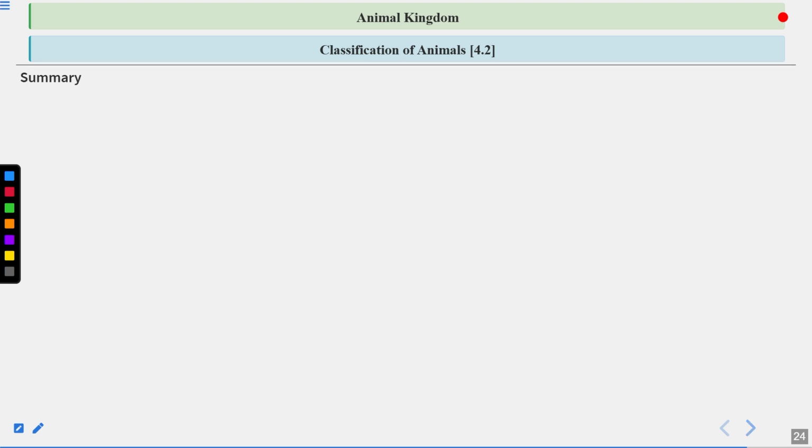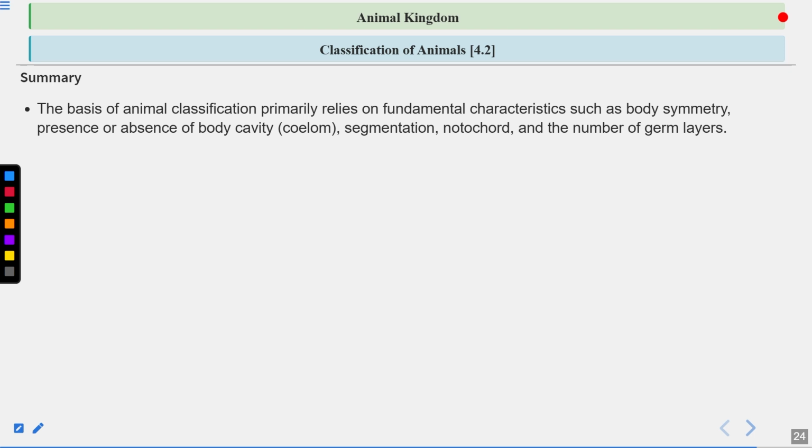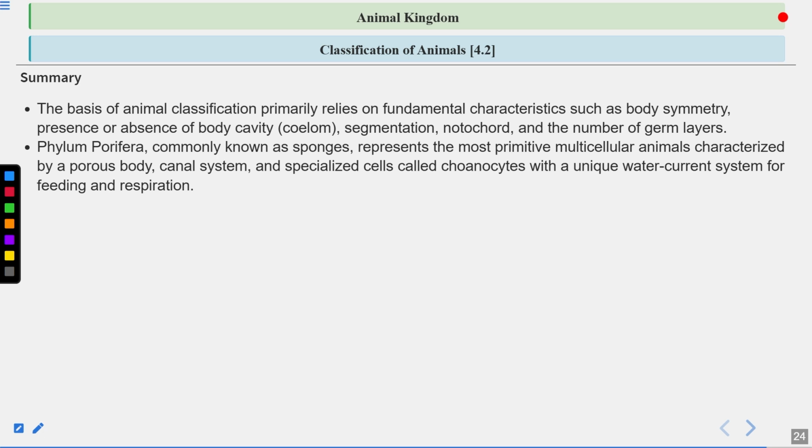Summary. The basis of animal classification that we have studied is the symmetry, the presence or absence of the body cavity, that is the coelom, segmentation, notochord, and number of germ layers. Phylum Porifera, commonly known as sponges, represent the most primitive multicellular animals characterized by the porous body and canal system. They have choanocytes, which is the specific feature of this phylum.